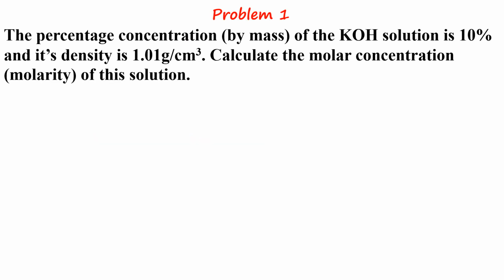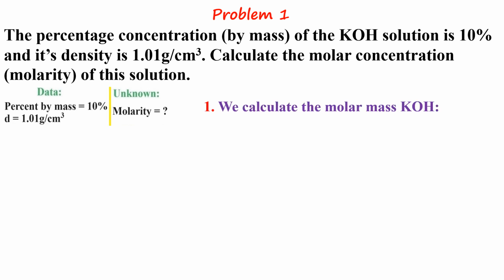Problem number 1. The percentage concentration by mass of the potassium hydroxide solution is 10% and its density is 1.01 gram per cubic centimeter. Calculate the molar concentration, molarity of this solution. Let's start by writing down what we know and what we need to calculate in this problem. We know the percentage concentration by mass and density of the solution. We are looking for the molar concentration of the solution.